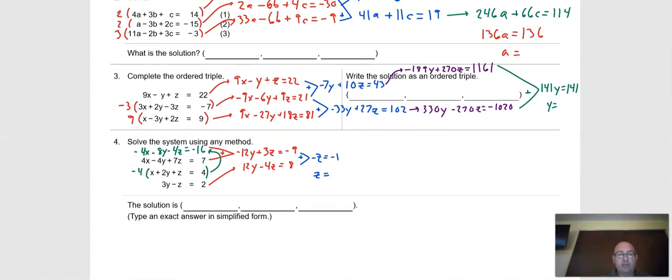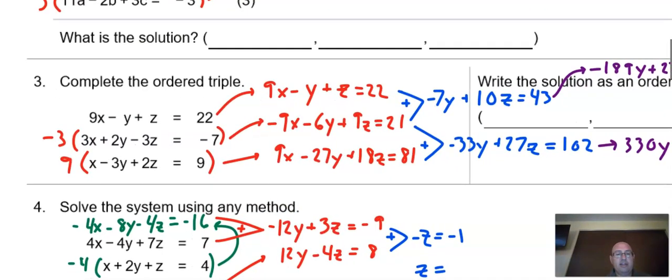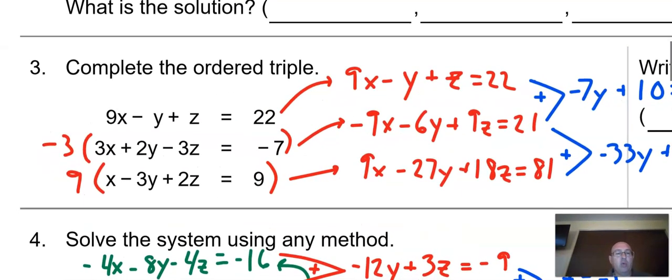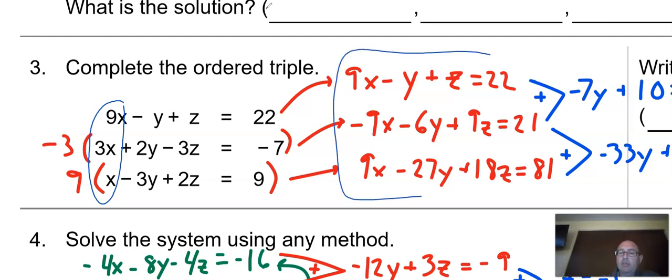Okay, 2 more examples here. I'll try to speed this process up a little bit so you can kind of follow along and maybe understand a little bit what I'm doing here. So when I looked at this, I decided I wanted to get rid of the x's. So everything's going to be either 9x or negative 9x. And so I multiplied the middle row by negative 3 and the bottom row by 9. That got me over to here.